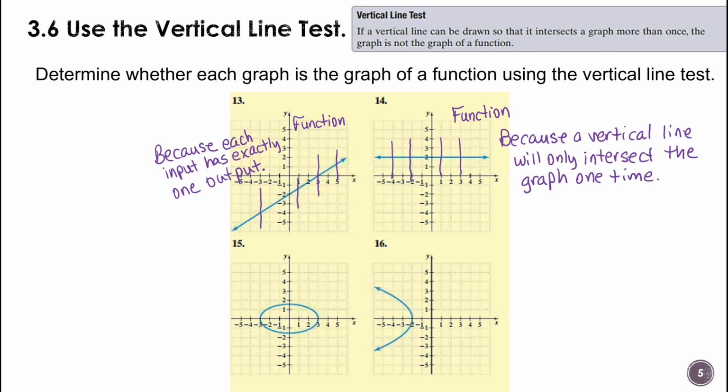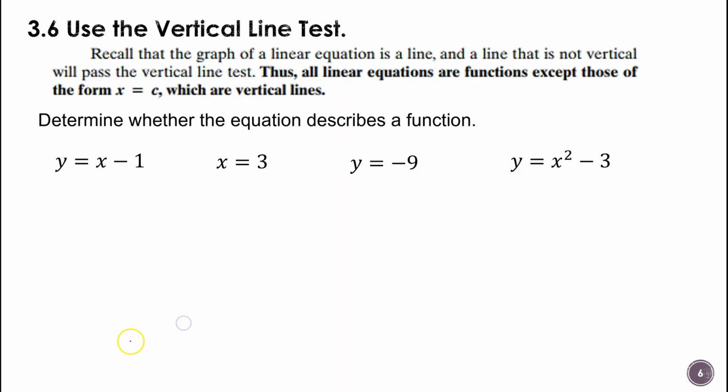And then next, notice this one has more than one intersection. It intersects at more than one point. We can see that already. We don't really have to draw more lines, but you can draw more vertical lines. So this one is not a function. And that would be because a vertical line intersects more than once.